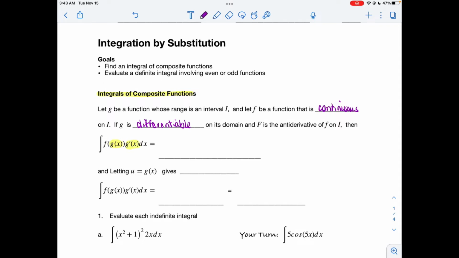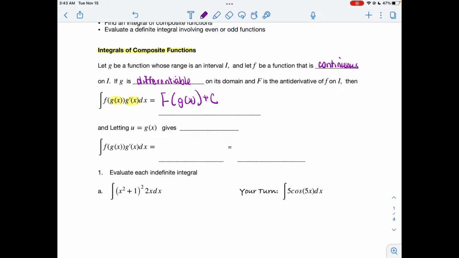Notice that we're given that g of x is our inside function and g prime of x is the derivative of our inside function. This is simply equal to the antiderivative, big F of g of x, plus c. Now this is often called u-substitution because what we usually do is we make the inside function equal to u.